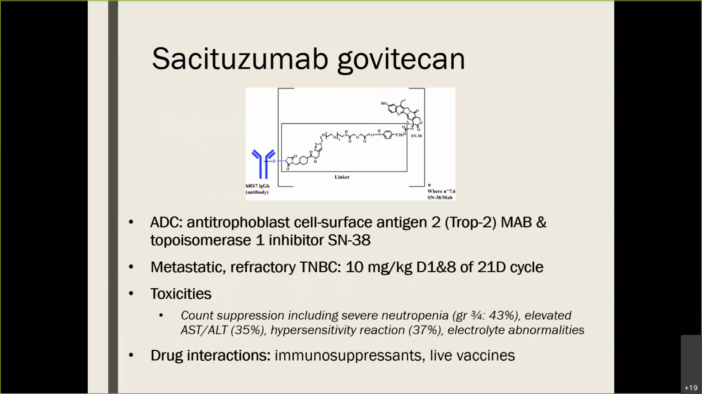Sacituzumab, brand name Trodelvy, is an antibody drug conjugate against anti-trophoblast cell surface antigen 2. This is a metastatic refractory triple-negative breast cancer agent. You can see again our linker, cross-linker for our antibody, and we have significant toxicities including count suppression with severe neutropenia, and then as with most monoclonal antibodies, hypersensitivity reactions or infusional reactions can be seen.